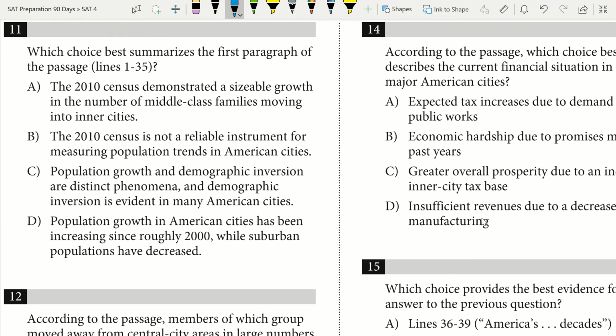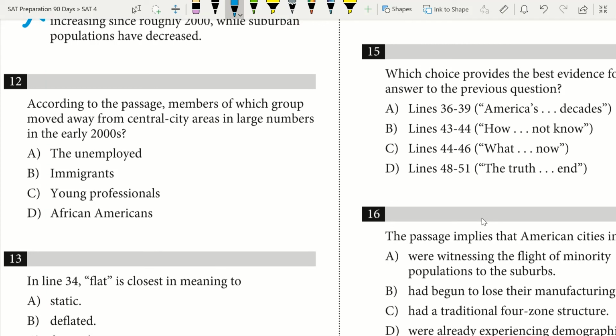We have A, the 2010 census demonstrated sizable growth in the number of middle-class families moving into inner cities. That's not summarizing our first paragraph. B, the 2010 census is not a reliable instrument for measuring population trends in American cities. Also not a summary of our first paragraph. C, population growth and demographic inversion are distinct phenomena. Yes, that's showing that they're separate, and demographic inversion is evident in many American cities. We also make that claim as well. So that is a good summary, because we're making both of the claims that really summarize that first paragraph.